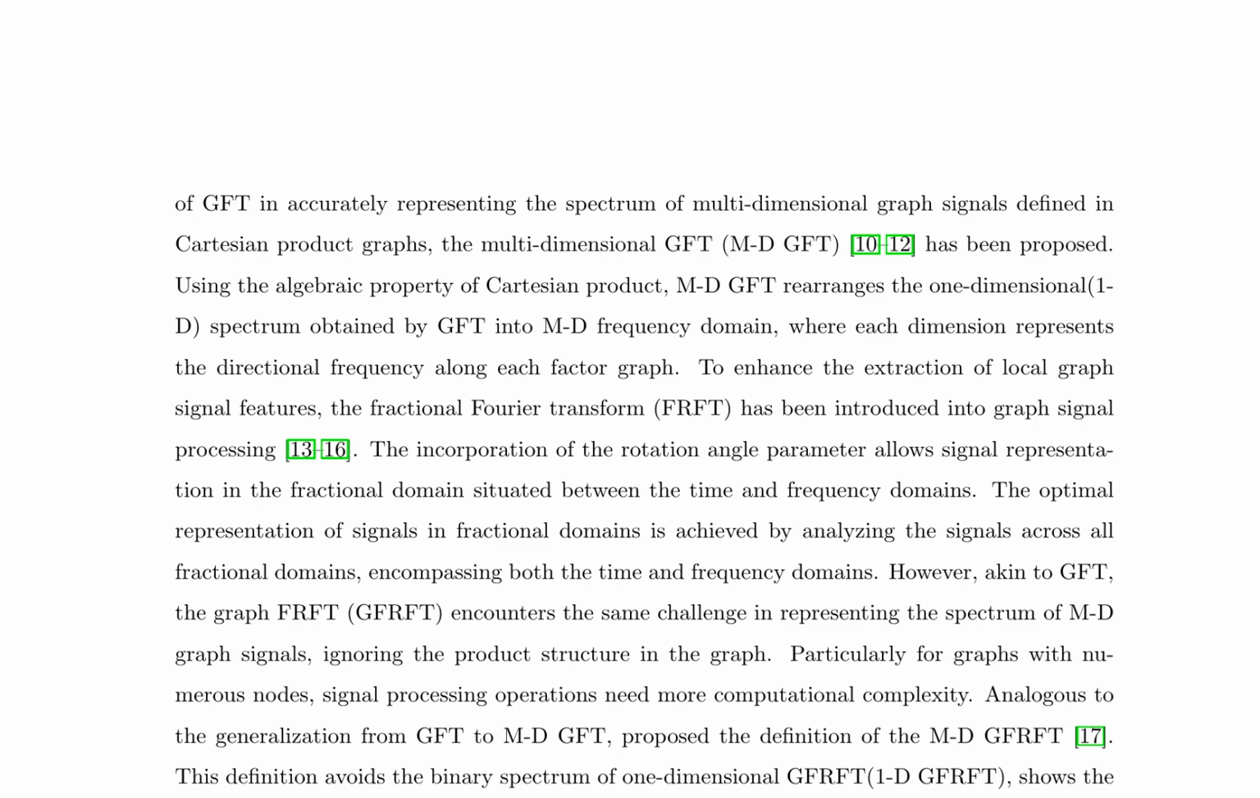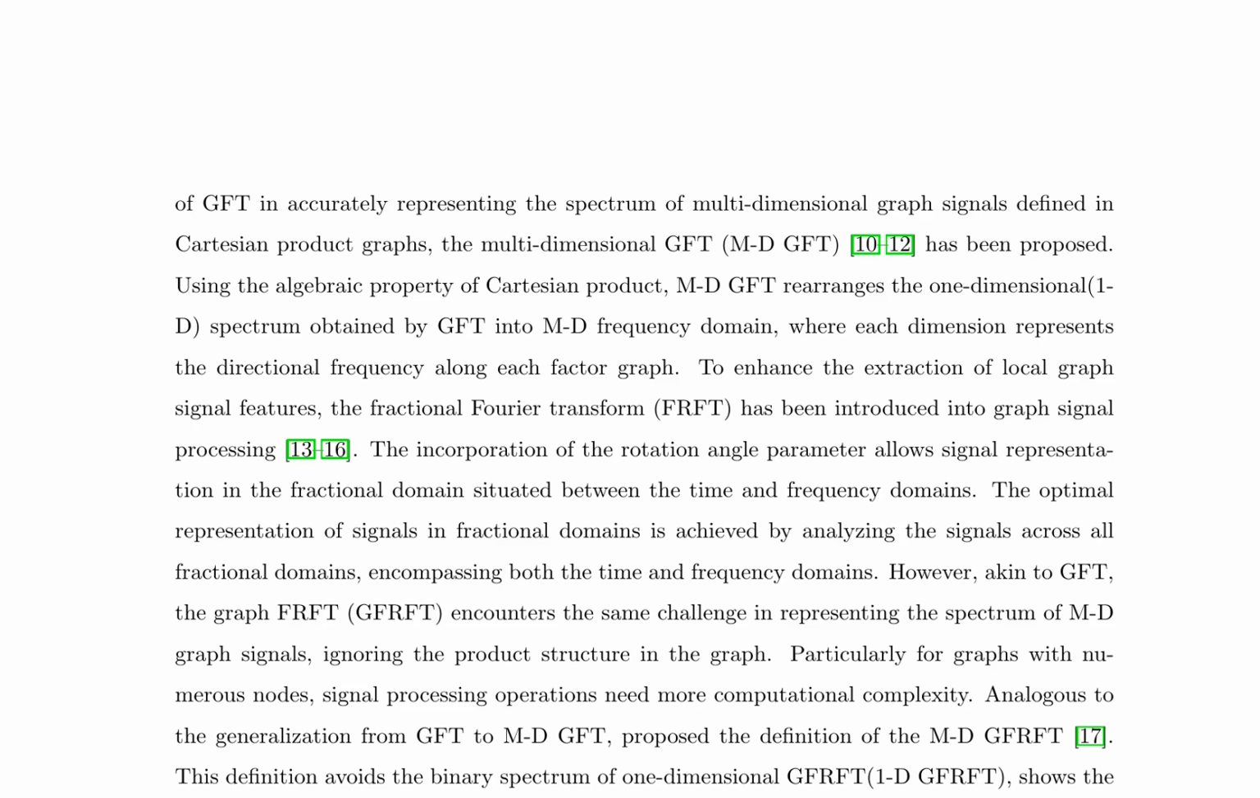The traditional graph Fourier transform, GFT, struggles to accurately represent multidimensional graph signals, motivating the development of the multidimensional GFT, M-D GFT. This novel approach rearranges the 1D spectrum into an M-D frequency domain, enabling a more comprehensive analysis of complex graph signals. To further enhance local graph signal features, the fractional Fourier transform, FRFT, is incorporated, allowing signal representation in the fractional domain. However, both GFT and FRFT face challenges in representing M-D graph signals, particularly for graphs with numerous nodes. To address these limitations, the concept of multidimensional graph FRFT, M-D GFRFT, is proposed.